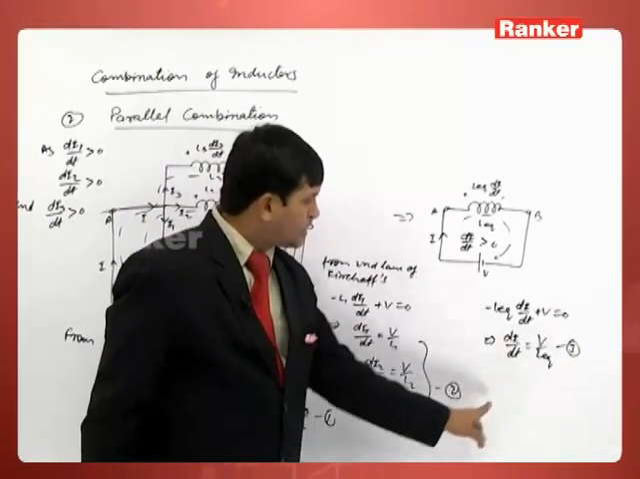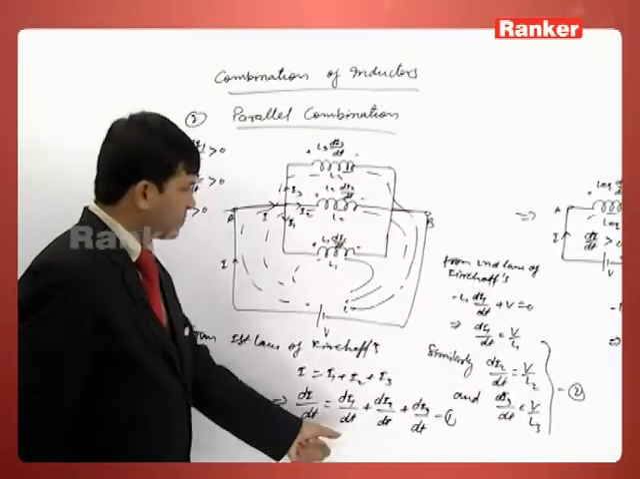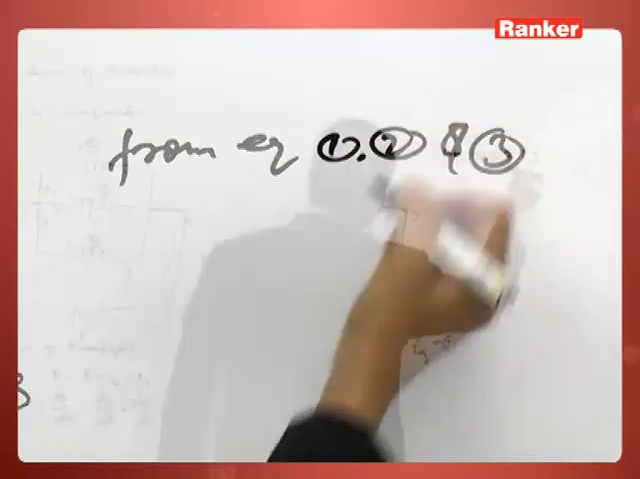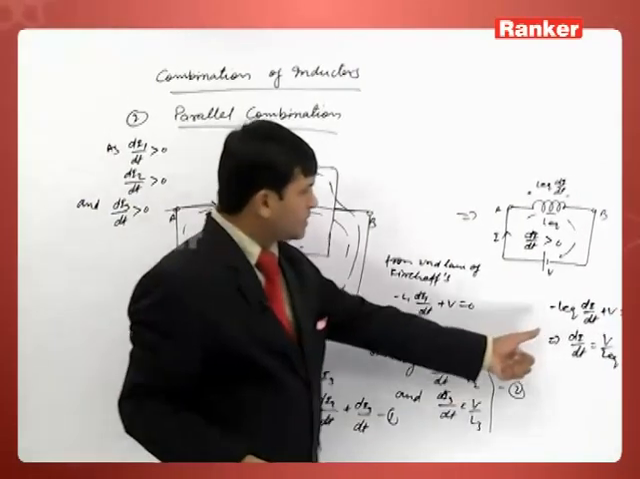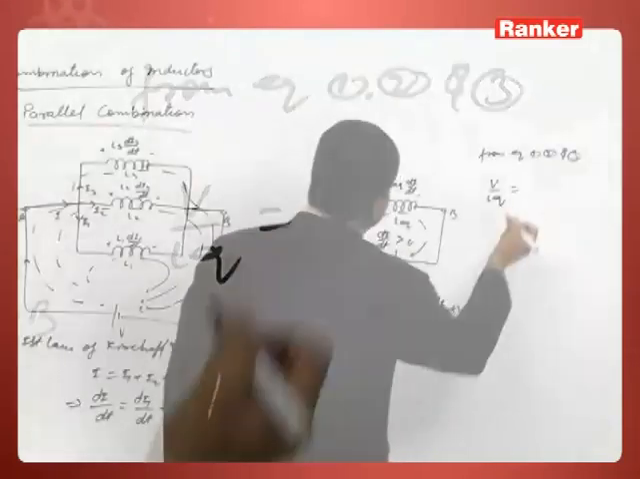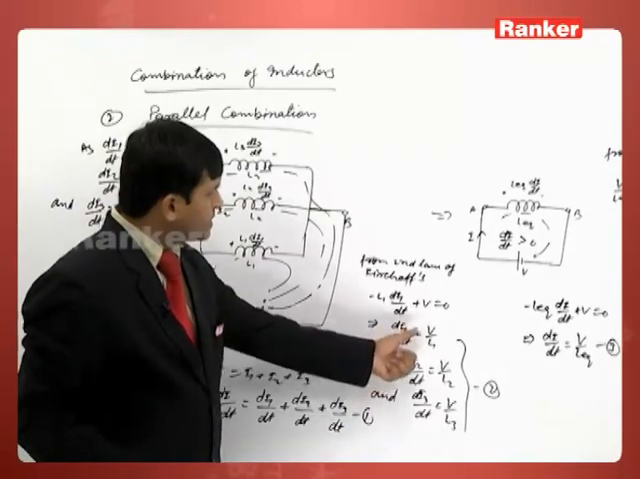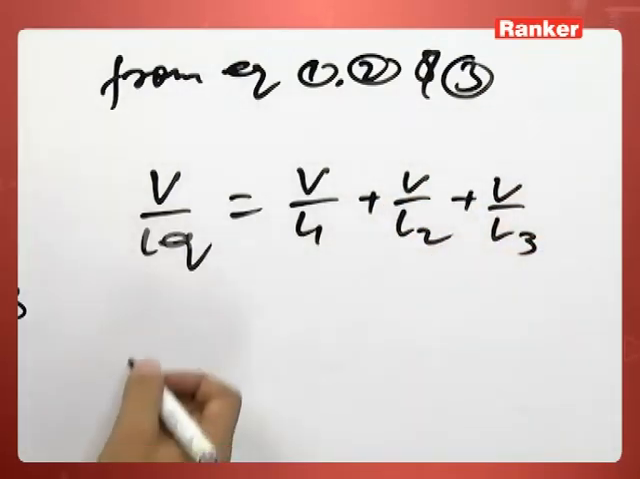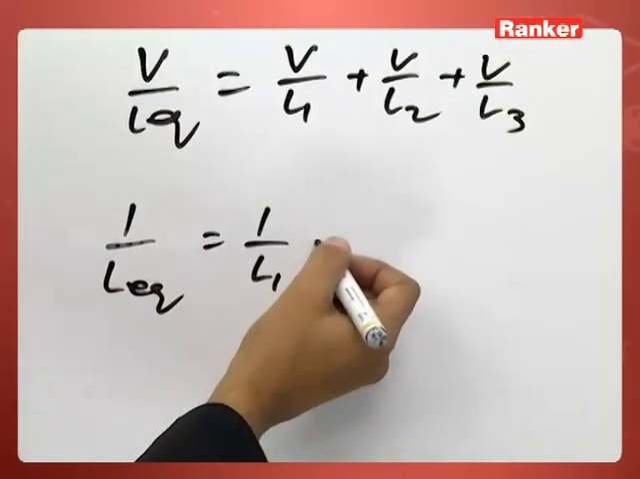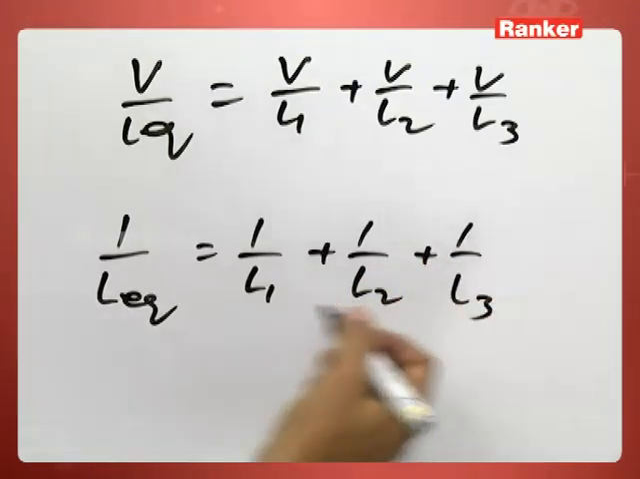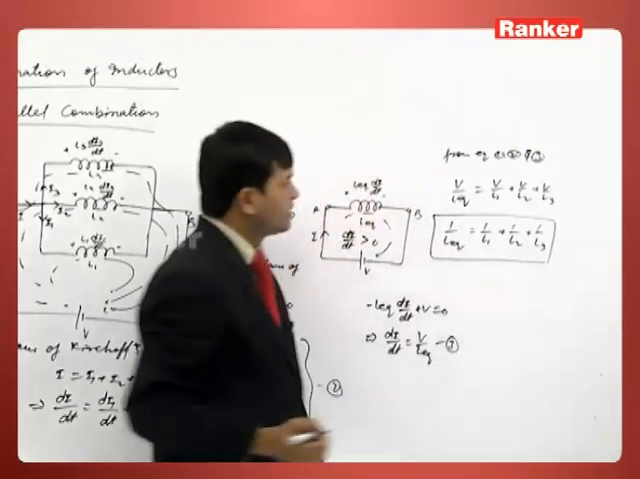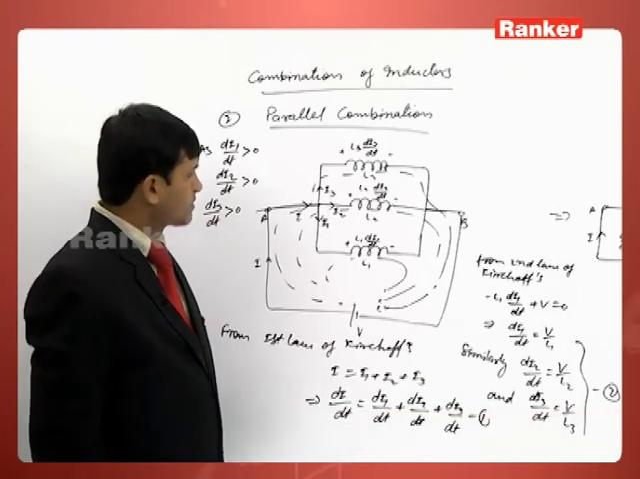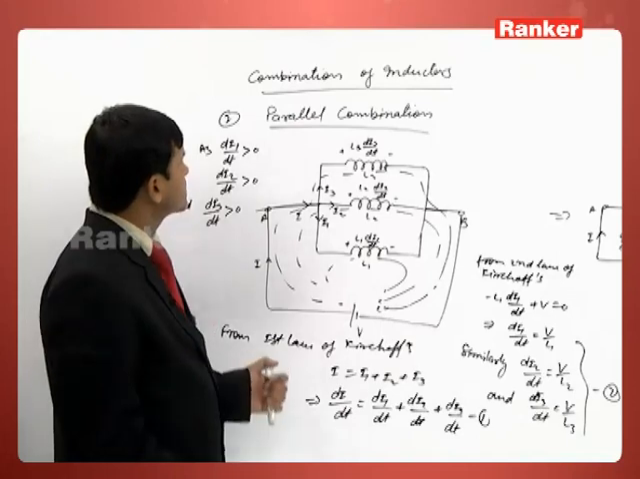Now substitute the values of the second and third equations in the first equation. From equations 1, 2 and 3, di/dt, or V by L equivalent, is equal to di1/dt, that is V by L1, then V by L2, then V by L3. So 1 by L equivalent is 1 by L1 plus 1 by L2 plus 1 by L3. This is the relation for L equivalent. So this is called the parallel combination of inductors.